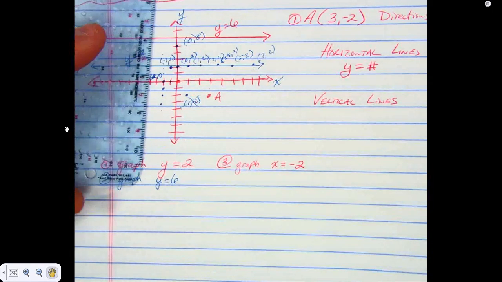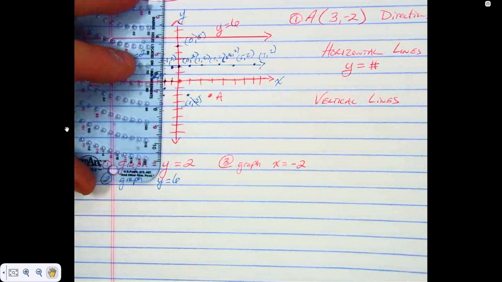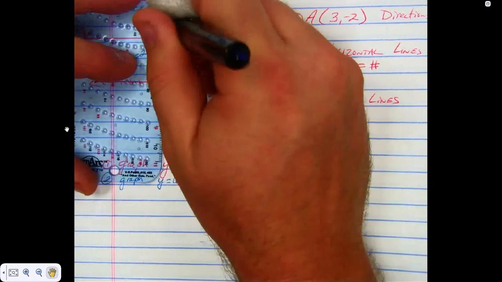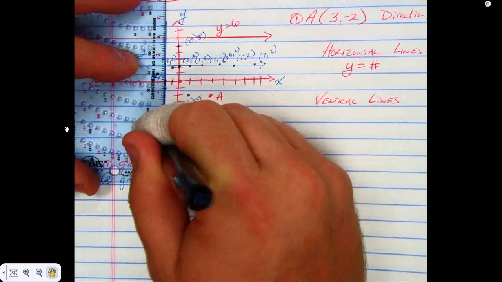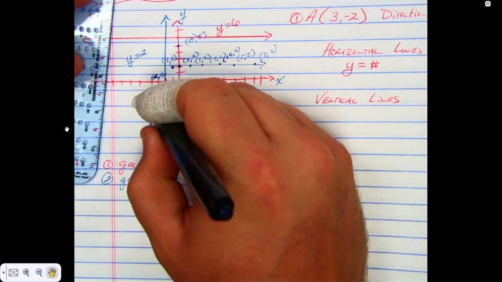So what do you think? How do I graph x is equal to negative 2? I make what type of line? Vertical. See a pattern forming here? This is everywhere where x is equal to a negative 2, right?